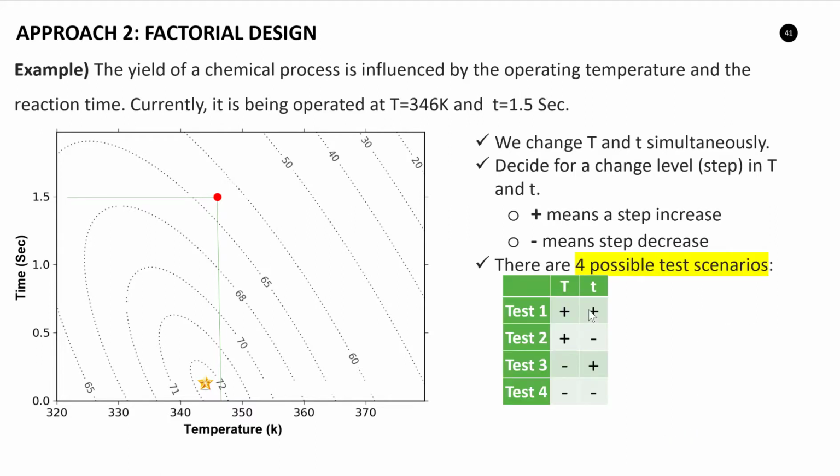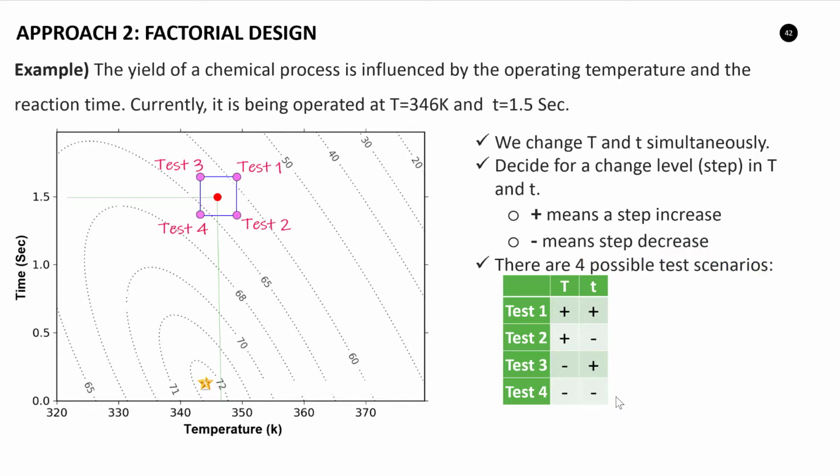We have 2 parameters. Then there are 4 possible scenarios. Let's take a look at this table with these 4 possible scenarios. Scenario number 1 is that we increase both. We increase temperature and we increase time. Scenario number 2, we increase temperature but we decrease time, and so on. Scenario number 4, we decrease both of these parameters.